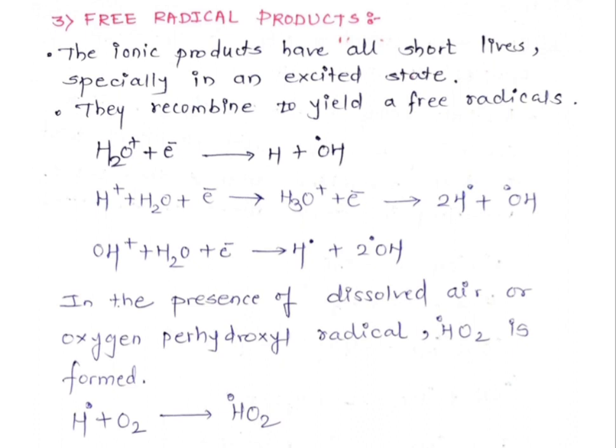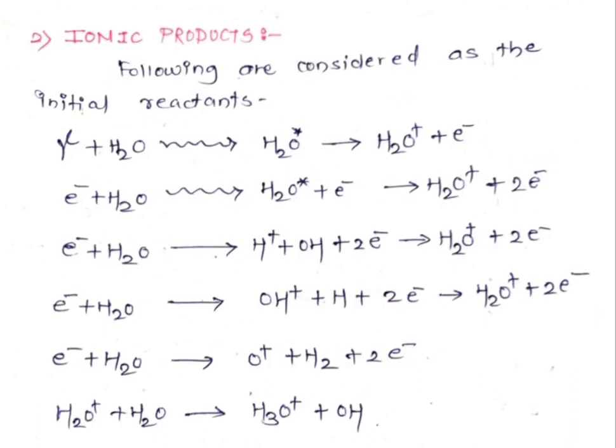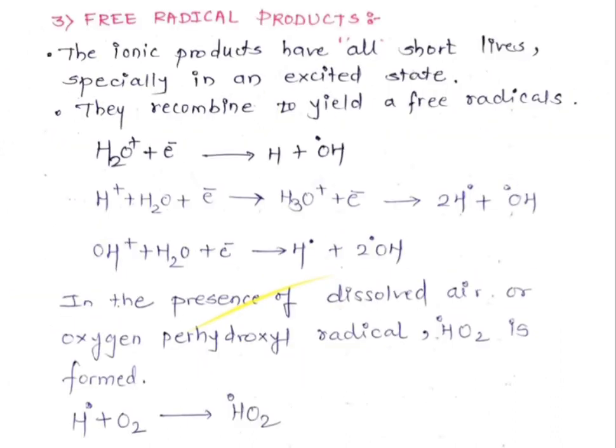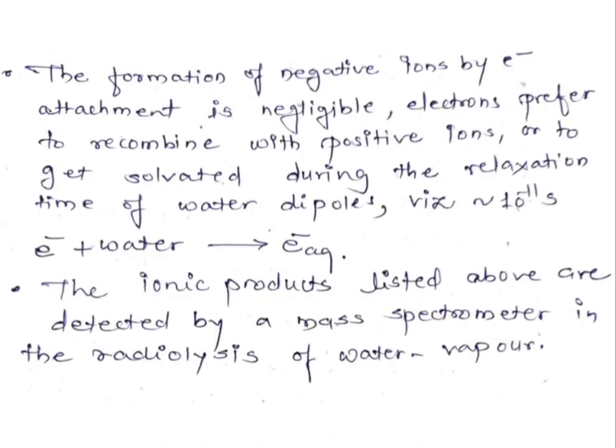H2O plus electron gives H plus OH radical. So here the OH radical, this free radical, forms due to the interaction of these two. Now we will see the next. H plus plus H2O plus electron, and these are the final products which we have taken from here: H plus plus OH plus twice electron. This is the final product here.